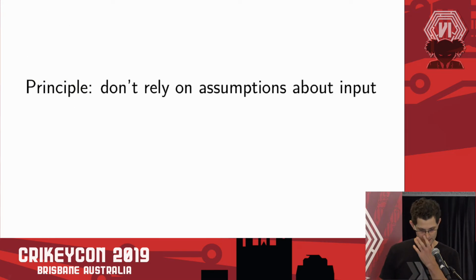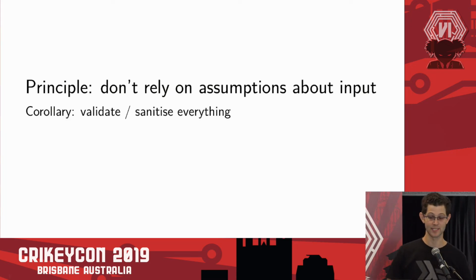Okay, so the underlying principle here, I mean, we need to stop relying on assumptions about input. I'm not saying you can't make assumptions about input. At the end of the day, you can't say, oh, well, I'm just going to accept an OID of any possible length, like a 1 gigabyte OID. It's just crazy. So you need to make assumptions sometimes, but you can't rely on those assumptions for security. So you need to validate and sanitize everything.